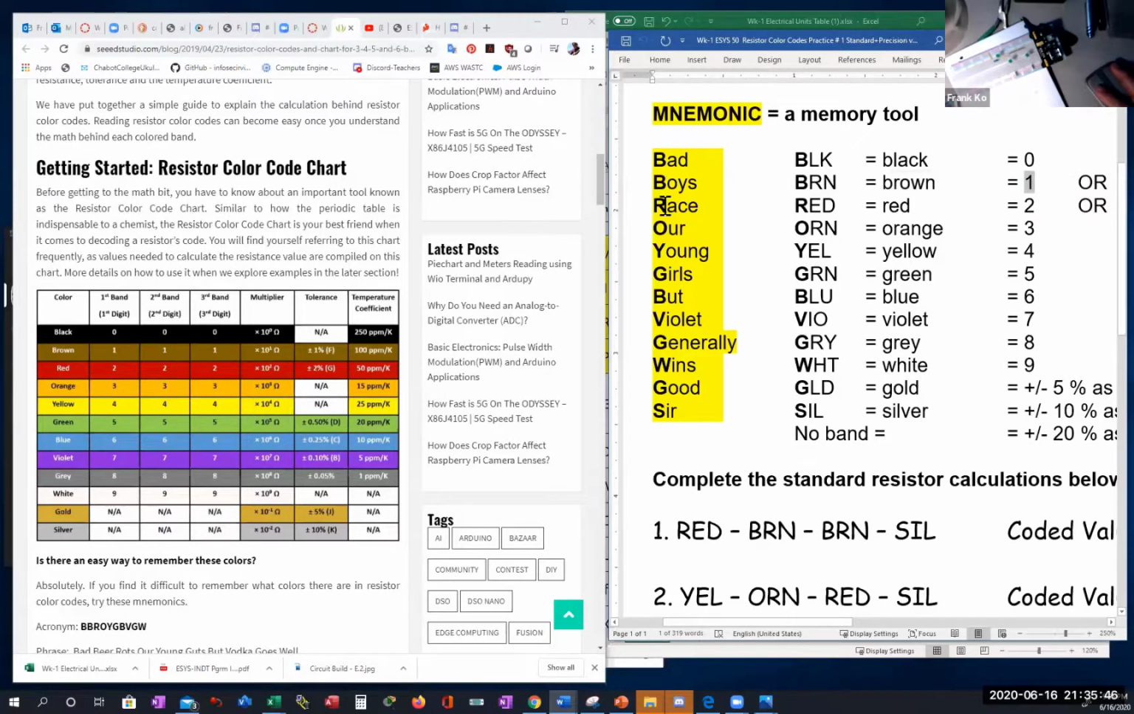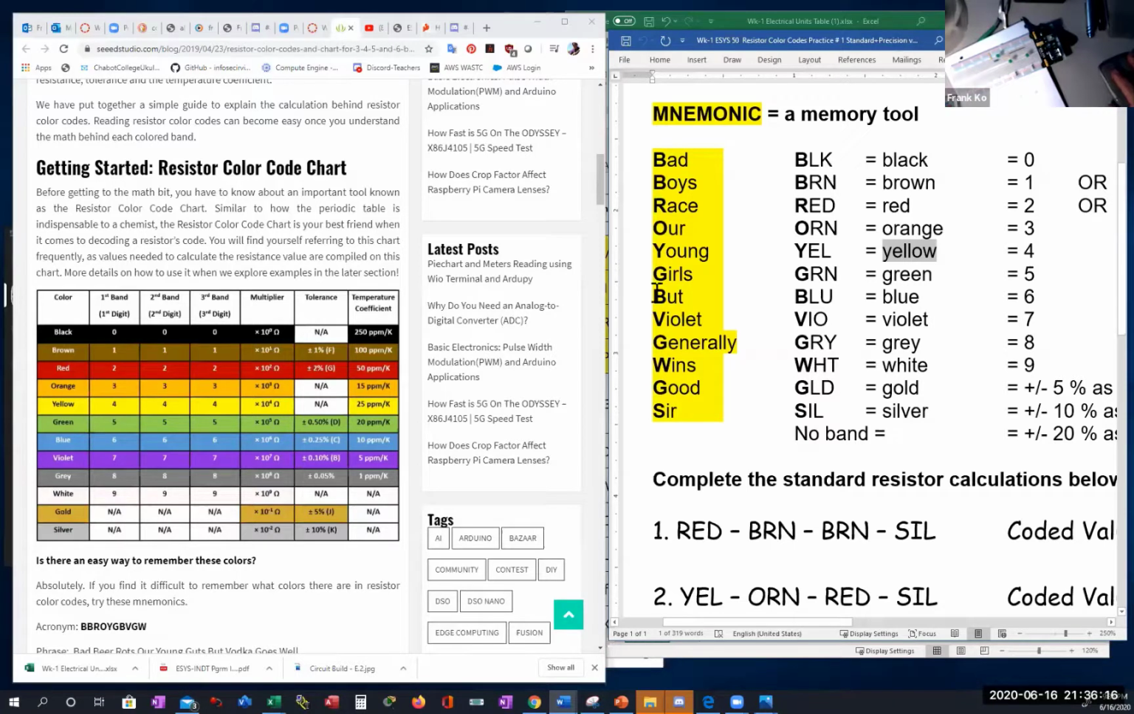Race, R for race, is R for red, and red represents a two. O for our is O for orange, and I abbreviate that as ORN, and it represents the value of three. And you can see on the chart here, orange is in fact three. Y for young is the Y for yellow, and I abbreviate with three letters, YEL, and it represents four.